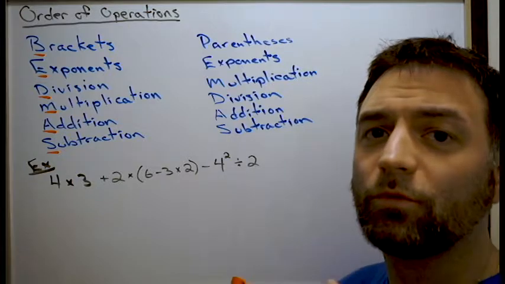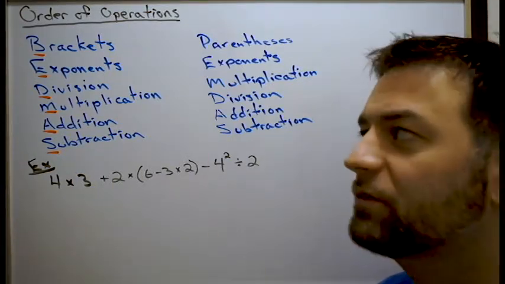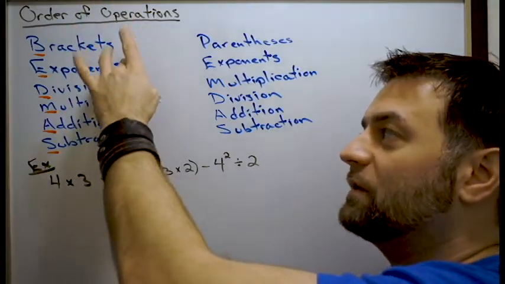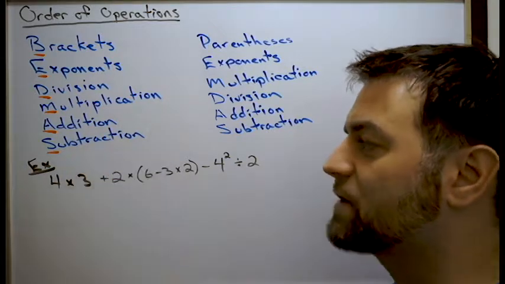It's not a rule, it's just a way of remembering the order that we do things. So we do things in brackets first, and then we do anything that has an exponent on it, then we do our division, multiplication, addition, and subtraction.